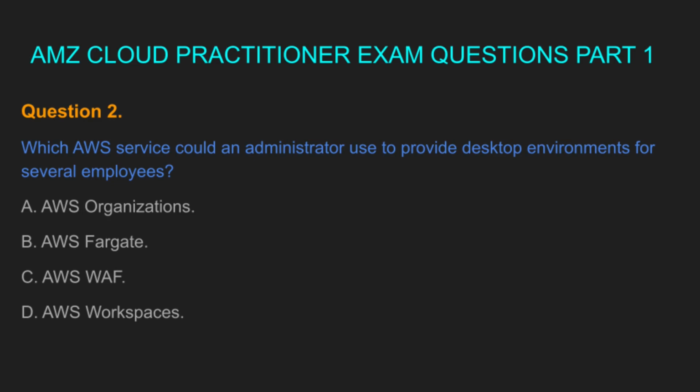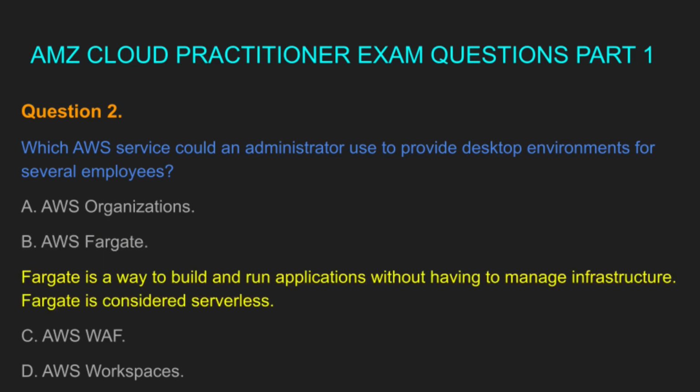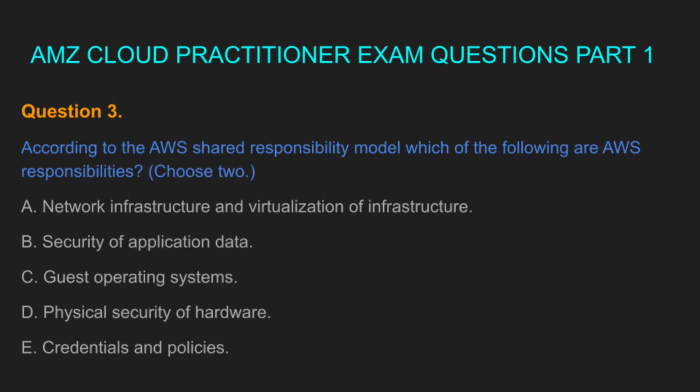Question 2. Which AWS service could an administrator use to provide desktop environments for several employees? A. AWS Organizations. B. AWS Fargate. C. AWS WAF. D. AWS Workspaces. The correct answer is D. AWS Workspaces. Let's take a look at other options and why they are incorrect. AWS Organizations provides central governance and management for multiple accounts. Fargate is a way to build and run applications without having to manage infrastructure. Fargate is considered serverless. WAF provides built-in engines to protect web applications from common web exploits such as SQL injection and cross-site scripting.